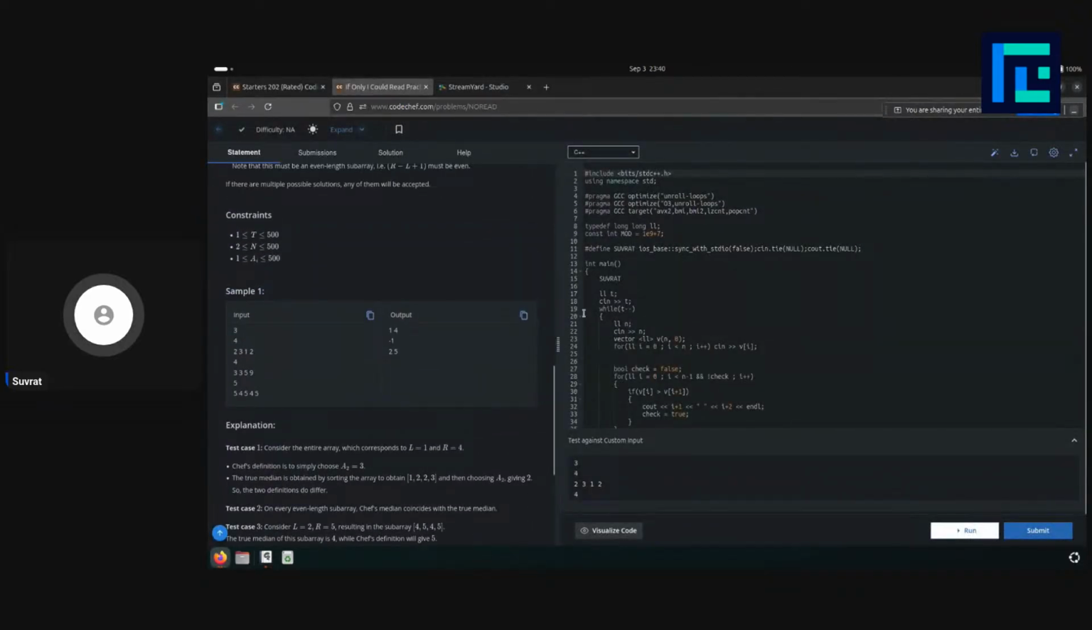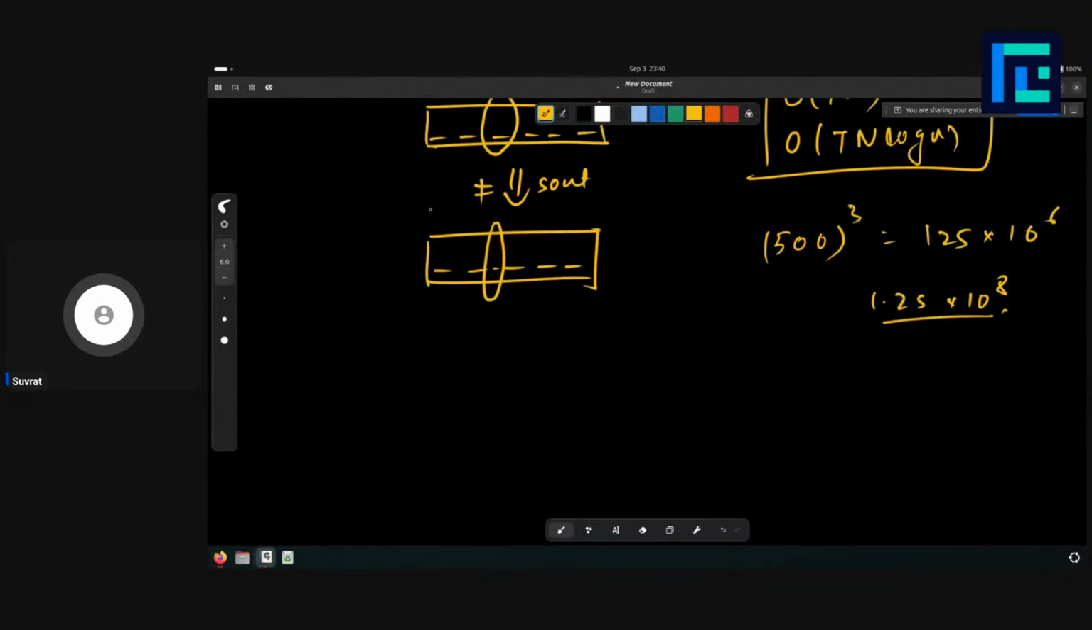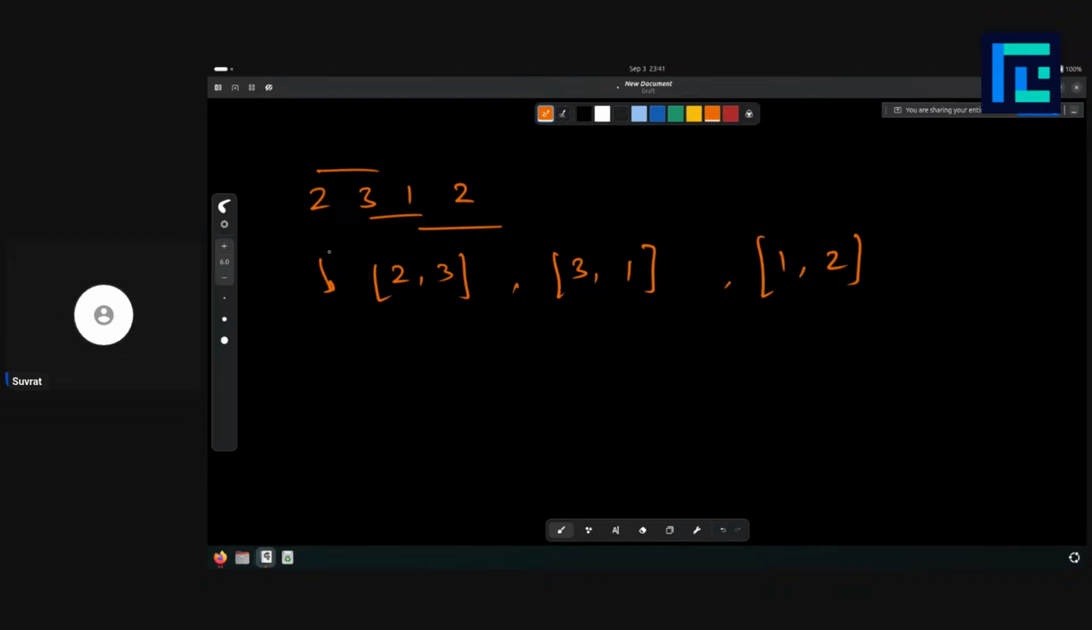So now let's see the test cases. The first test case is 2 3 1 2. So let's try to just solve this like brute force. Basically, let's find all the even length subarrays and try to find if some subarray has a different median after sorting. So there would be three subarrays of length 2: 2 3, 3 1 and 1 2. Then length 4 would be 2 3 1 2.